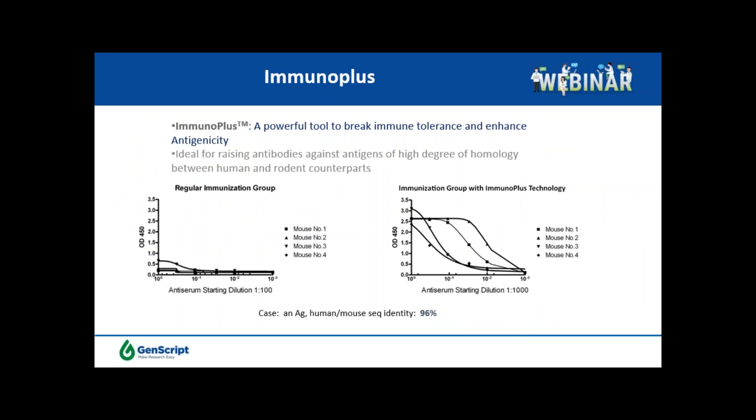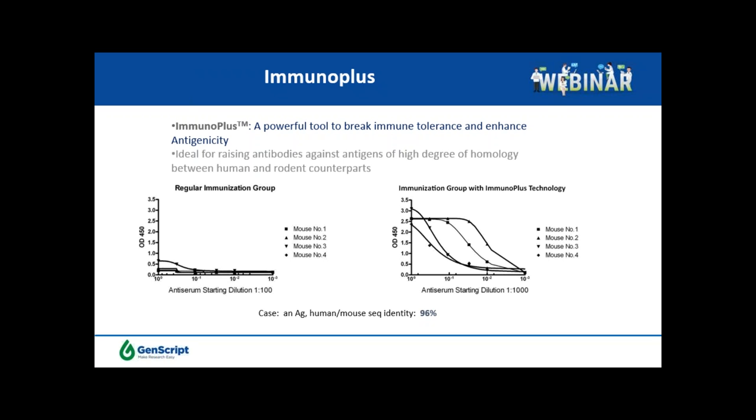Like I mentioned before, antigen homology to host animals is the first key factor for successful immunization. But what if the sequence homology for your desired antigen is too high and there are no alternatives to go around? GenScript ImmunoPlus technology is able to break the immune tolerance and enhance antigenicity.